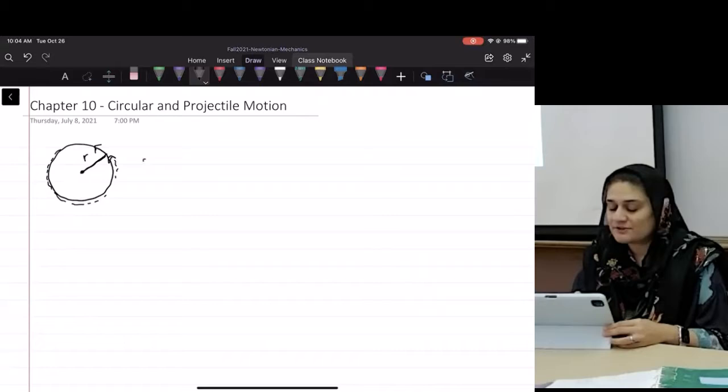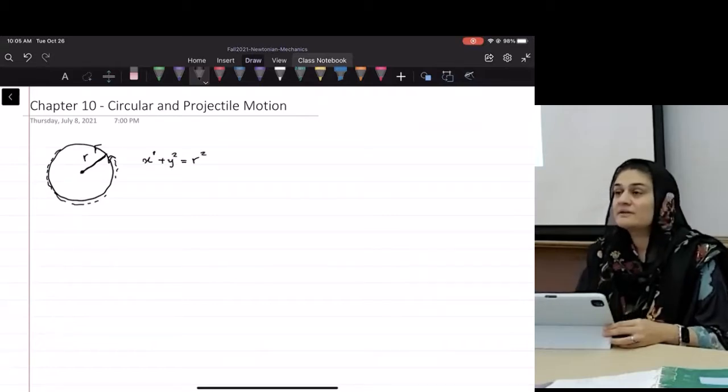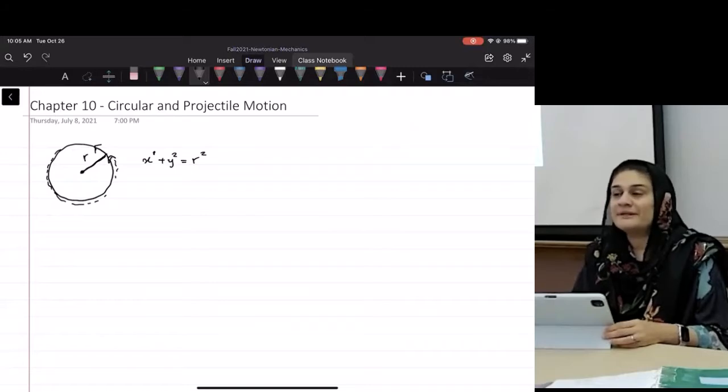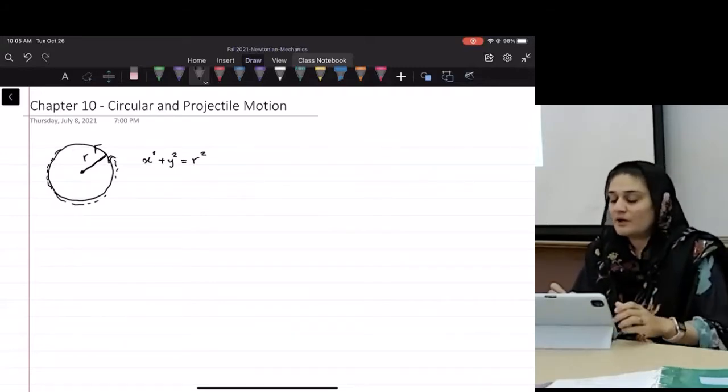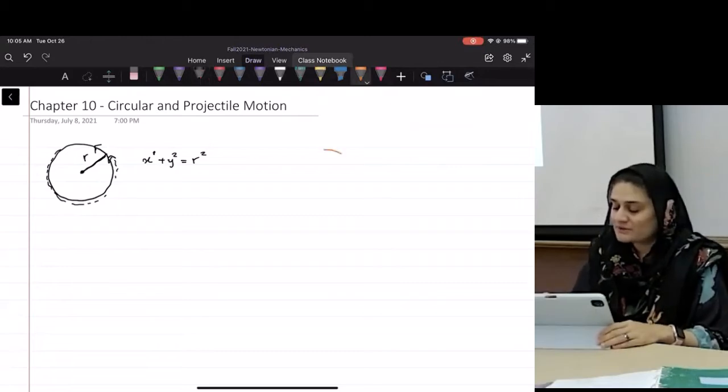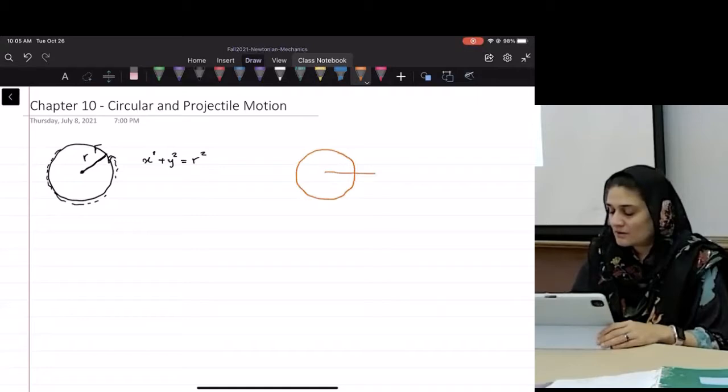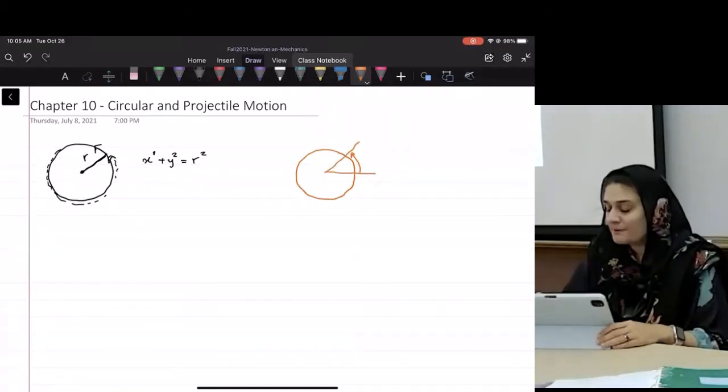What's the equation of a circle? X squared plus y squared equals r squared, where r remains constant as you go around in a circle. We also know in a circle, this is called the arc length. This angle is called the sweep angle.